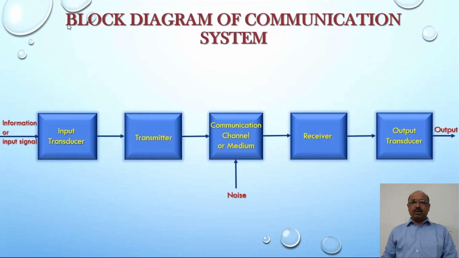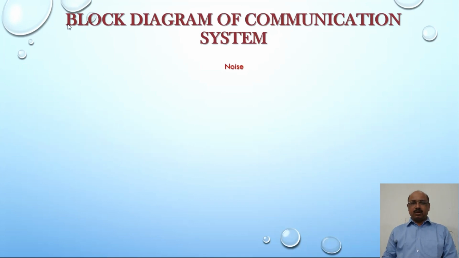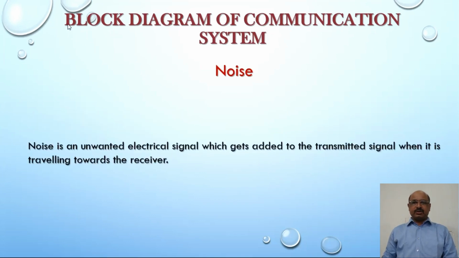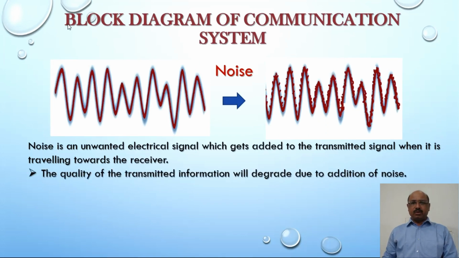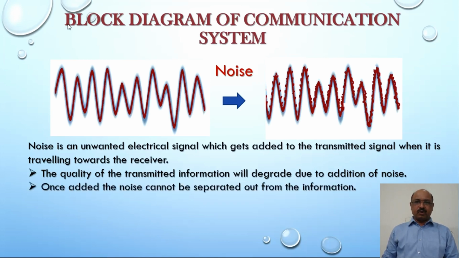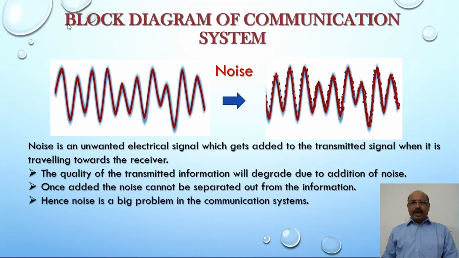The next stage is noise. Noise is an unwanted electrical signal which gets added to the transmitted signal when it is traveling towards the receiver. The quality of the transmitted information will degrade due to the addition of noise. Once added, the noise cannot be separated out from the information. Hence, noise is a big problem in the communication system.